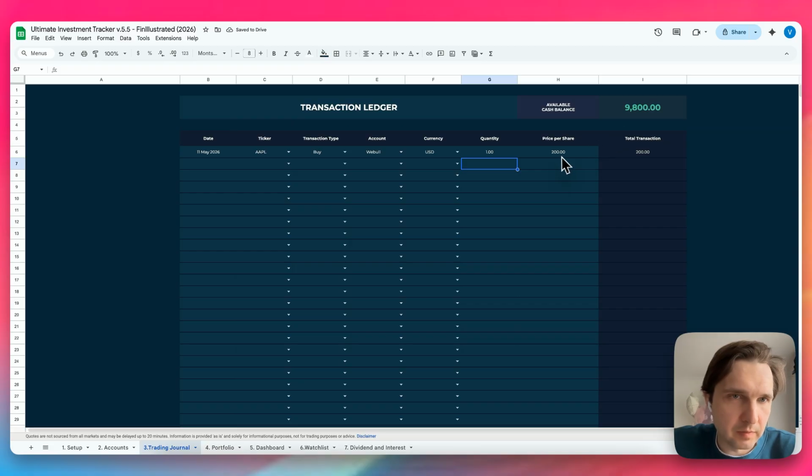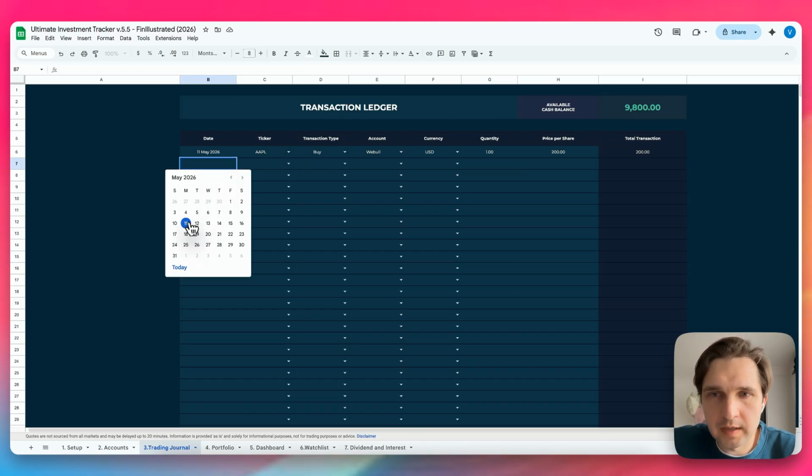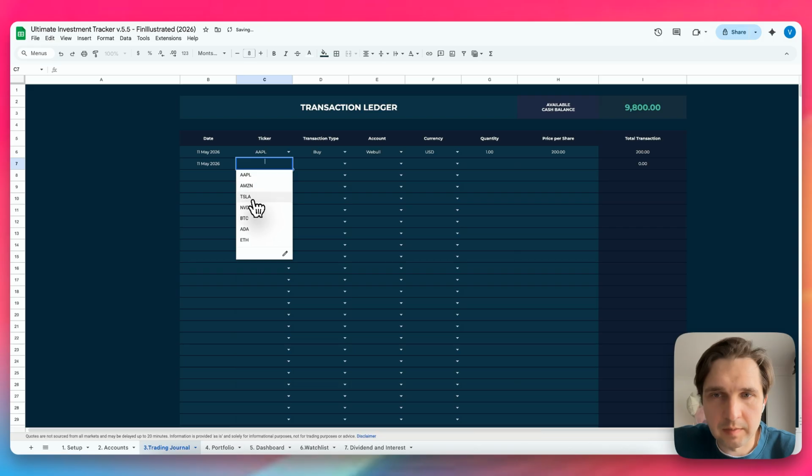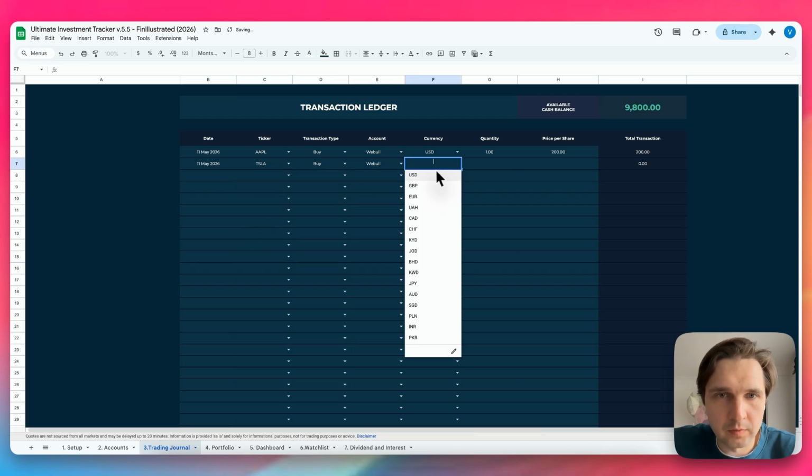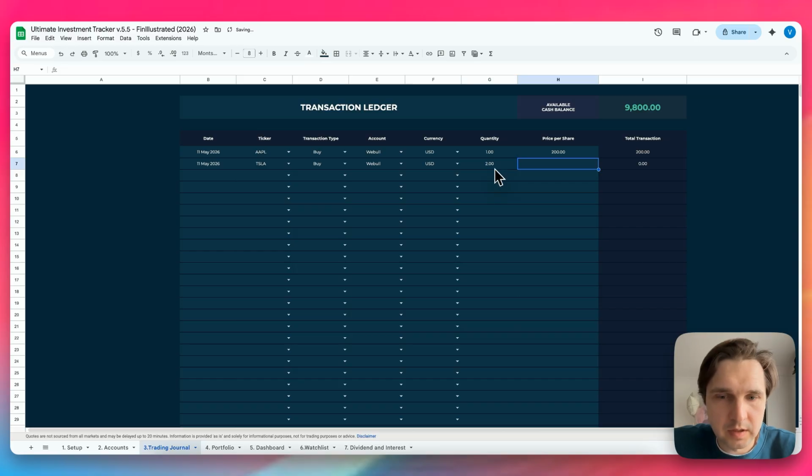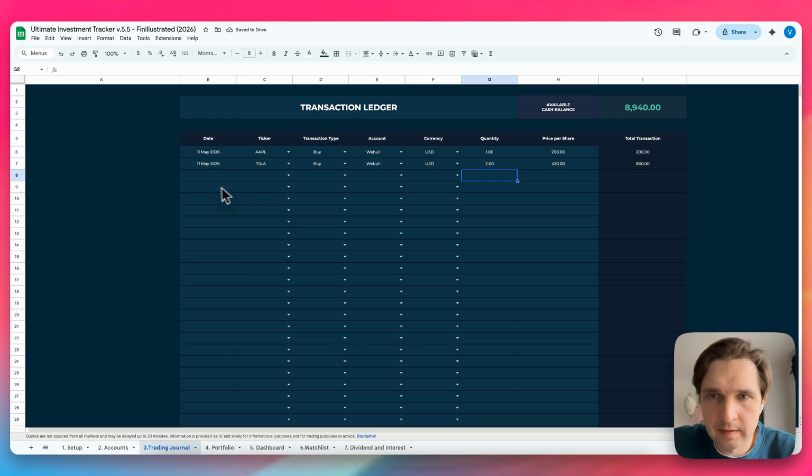And you will see, because we bought for 200 total transaction, the cash available is no longer 10K, it's 9,800. And I'm gonna create a number of different transactions. Maybe I'll do Tesla. I'm gonna buy Tesla, Webull, once again USD, two shares at 430 price, perfect.